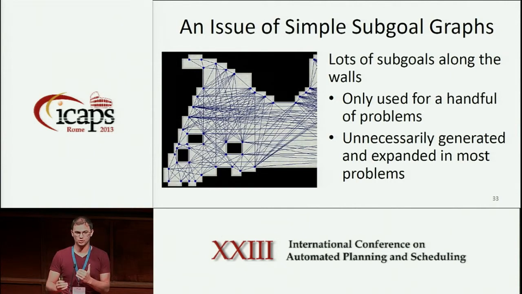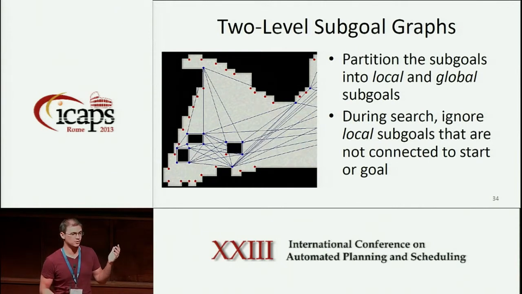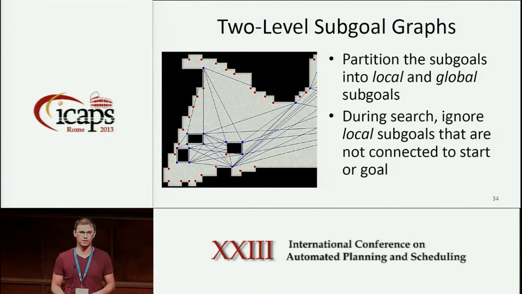But whenever a search explores this area, they're expanded, and it's a waste of time for the most part. And the two-level subgoal graph addresses this issue. This is actually not a specific method for simple subgoal graph or even for grids. I assume it can be used for any graph problem, but I haven't had an idea of where to use it other than here for now.